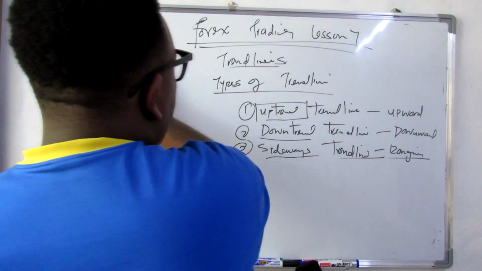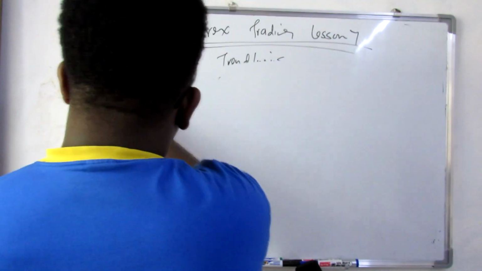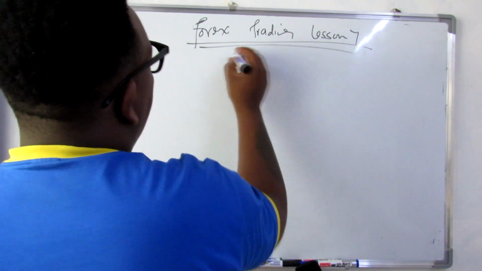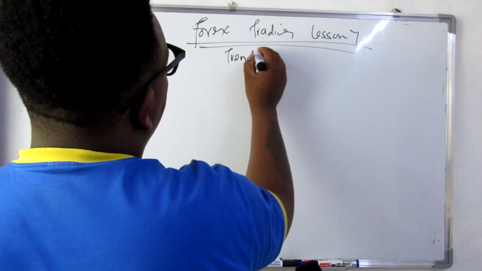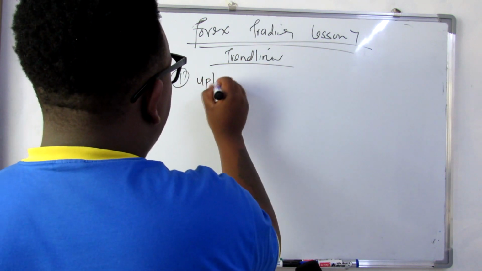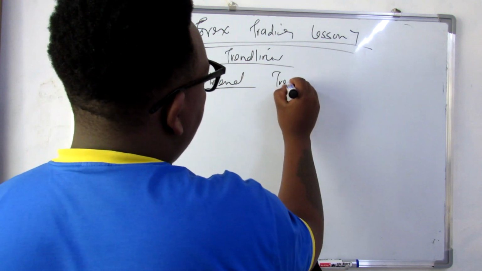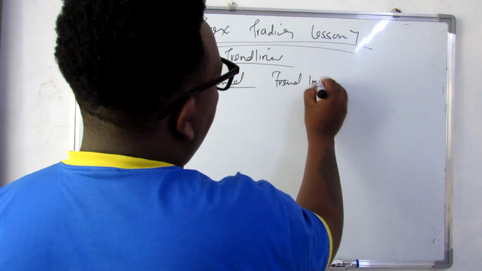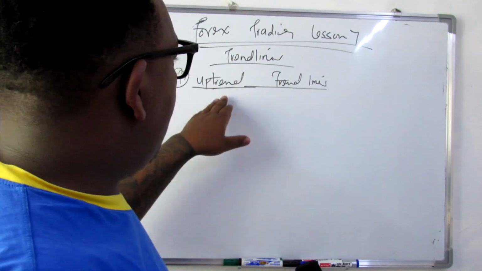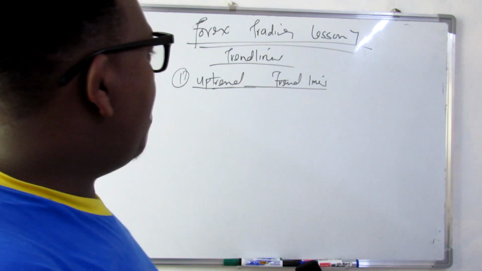So let me just clear this one. We start with the uptrend. So we are talking about trend lines. Number 1, we have the uptrend trend lines. As I said earlier, these are trend lines which show you that the market is heading in the upward direction.